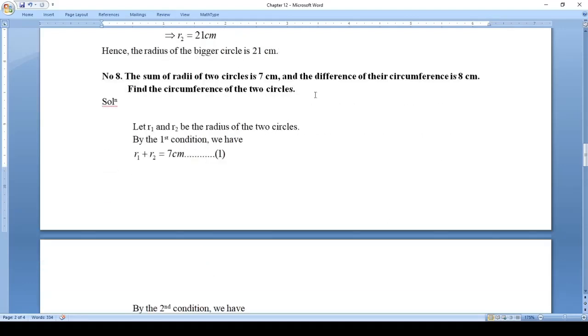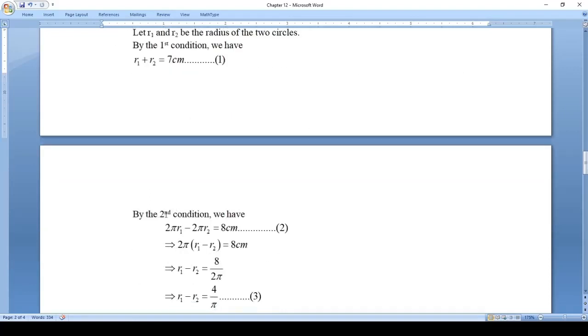By the second condition, what is the condition? The difference of the circumference is 8 cm. Circumference is given by 2 pi r. 2 pi r1, circumference of one circle, minus 2 pi r2, circumference of another circle, gives us 8 cm. Isn't it? Taking common from here on the left side, 2 pi is common. You take 2 pi common, you will have in bracket only r1 minus r2, which is 8 cm.